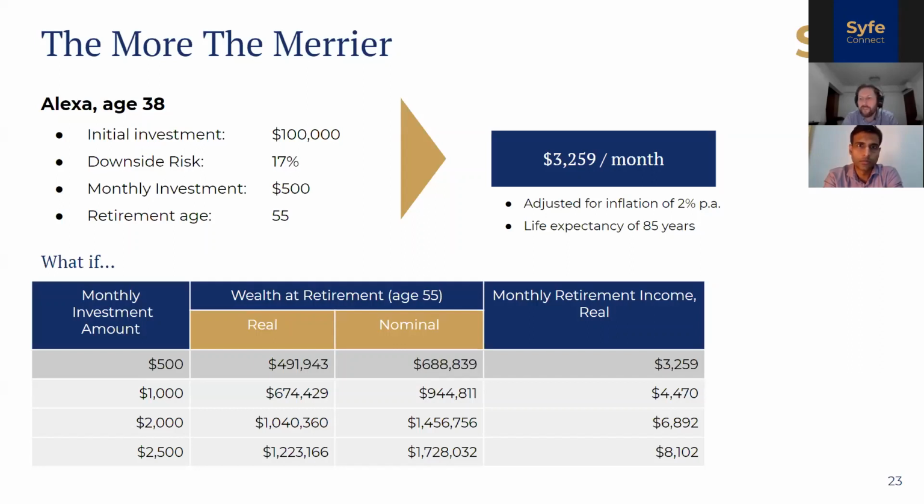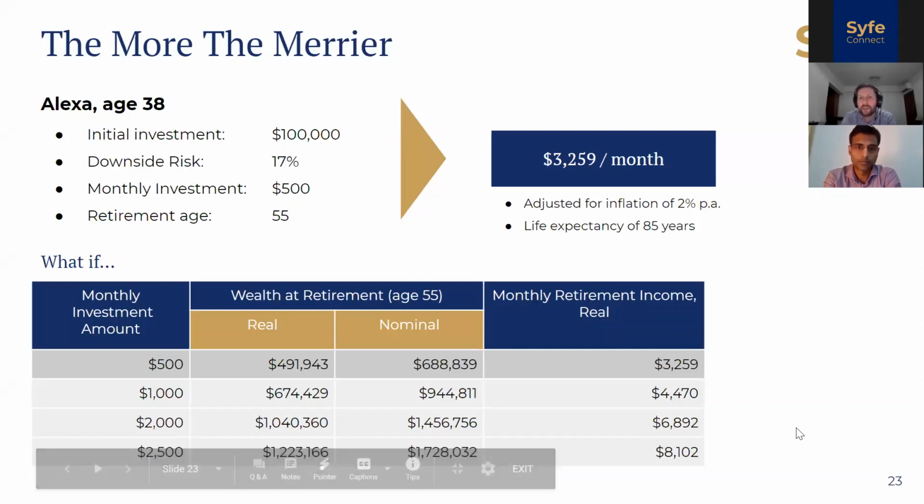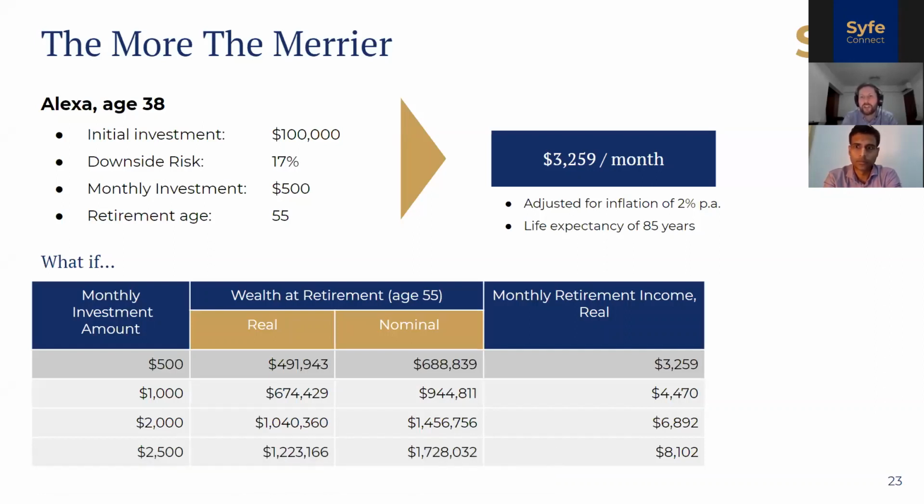But what if she was assuming it was affordable for her to do so? What would be the effect of upping the monthly amount? What impact would it make? Now, if she was to start with $1,000 instead of $500, you can see here that she would have a significantly higher amount of retirement income. So nearly $4,500 versus $3,200 there.